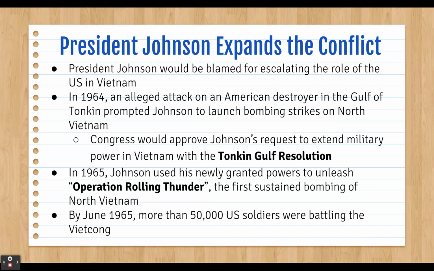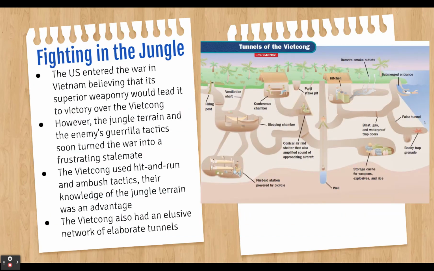By June of 1965, more than 50,000 U.S. soldiers were battling the Viet Cong, fighting in the jungle. The U.S. entered the war in Vietnam believing that its superior weaponry would lead to a victory over the Viet Cong, basically thinking it would be a quick war, we would defeat them very easily. However, the jungle terrain and the enemy's guerrilla tactics soon turned the war into a frustrating stalemate.